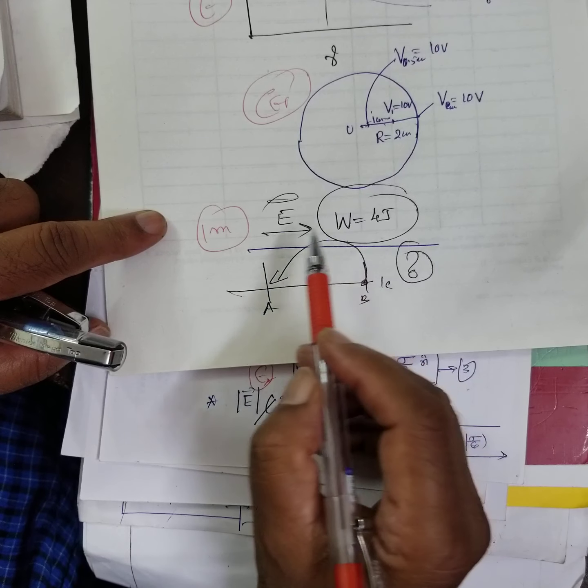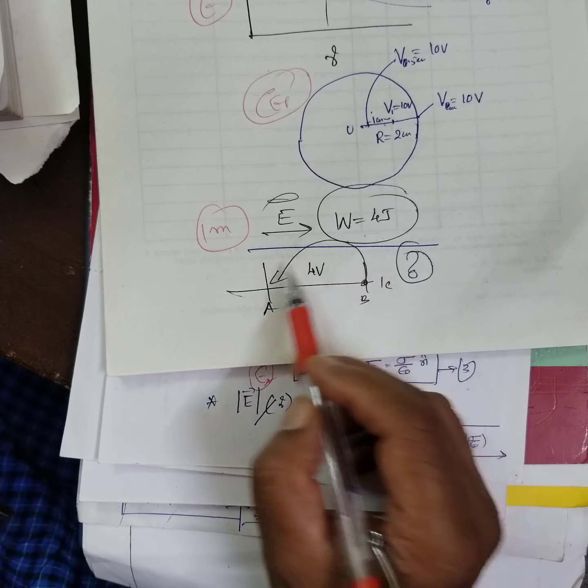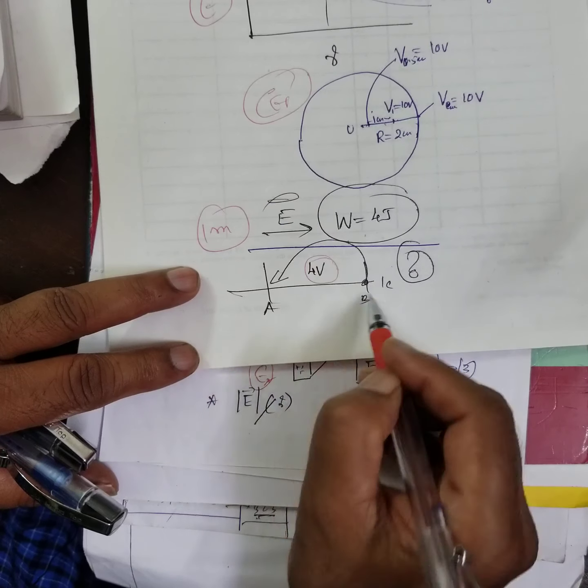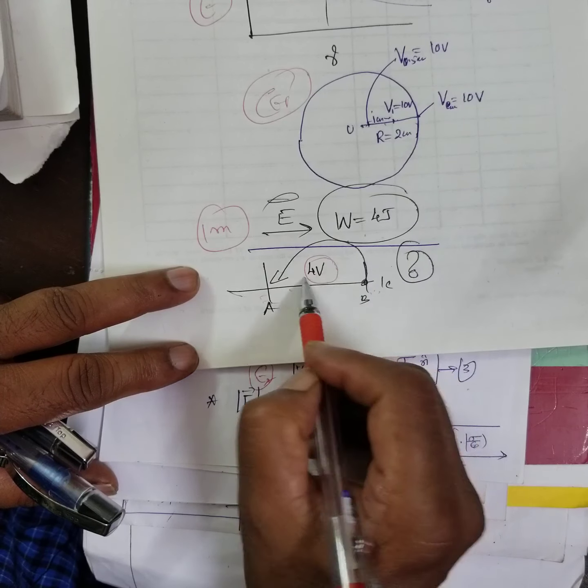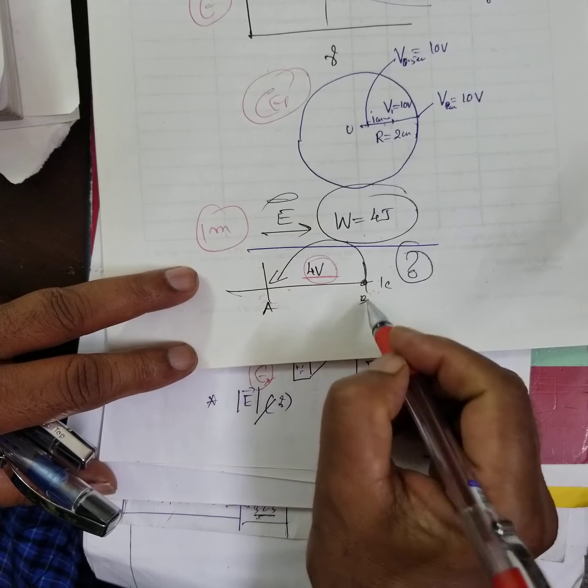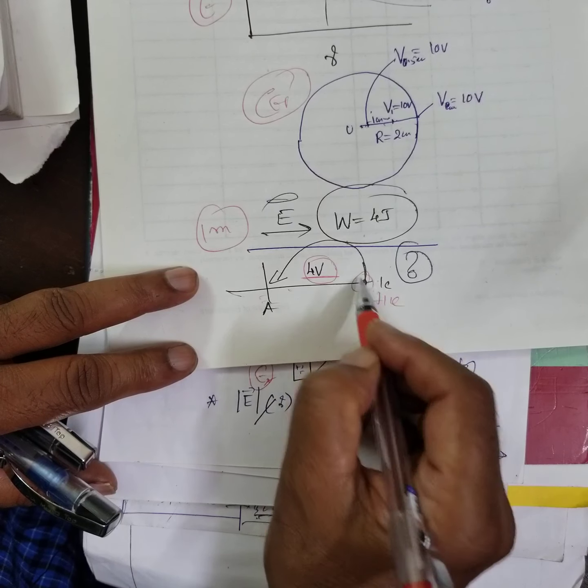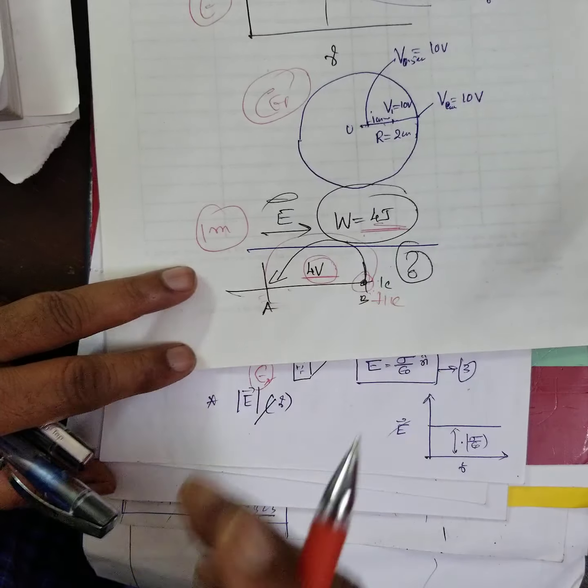What do you mean by potential difference? Potential difference between 2 points is 4 volt. It means in order to shift 1 coulomb of charge from one point to the other point, you have to spend 4 joule of work.